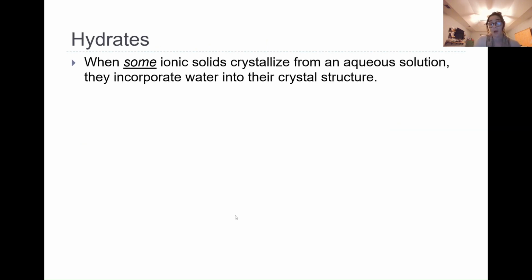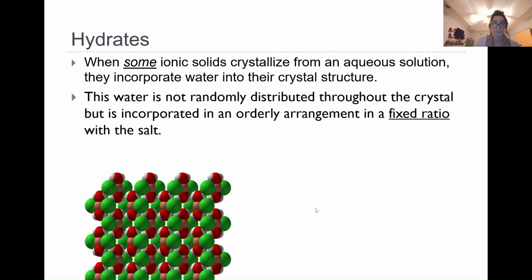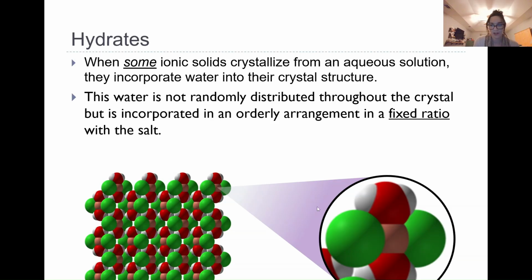Okay, moving on to the last part of this presentation, we're going to be talking about hydrates. So we're kind of deviating from percent yield and atom economy and now talking about hydrates. This again will utilize stoichiometry principles just in a different way. So hydrates occur when some ionic solids crystallize from an aqueous solution, so the water is incorporated into their crystal structure. The water however, is not randomly distributed, but is incorporated in an orderly arrangement in a fixed ratio within the salt. So for example, if we zoom in on this salt, you can see the water molecules are incorporated in a fixed pattern within this ionic solid.